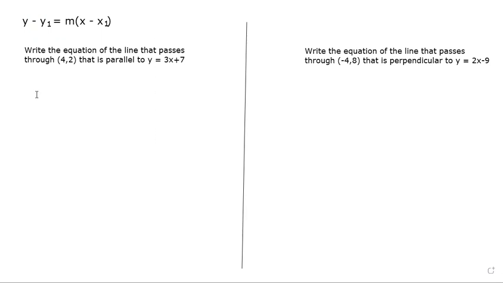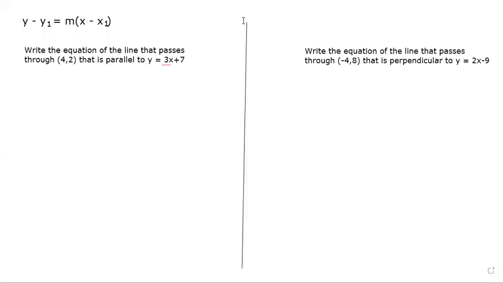So now, write the equation of the line that passes through the point 4, 2 that is parallel to y is equal to 3x plus 7. The first thing that we need to know is that if two lines are parallel, then they have the same slope. They move in the same direction. So our slope is 3.